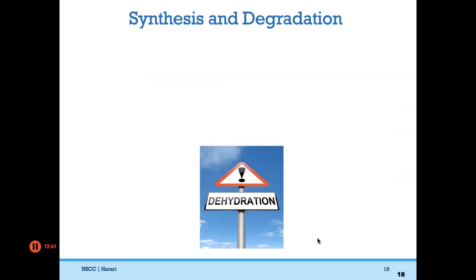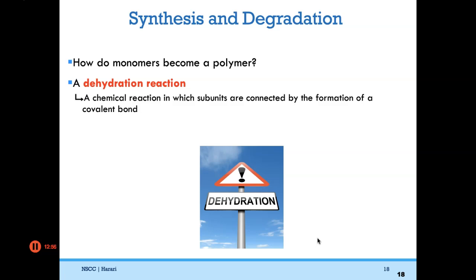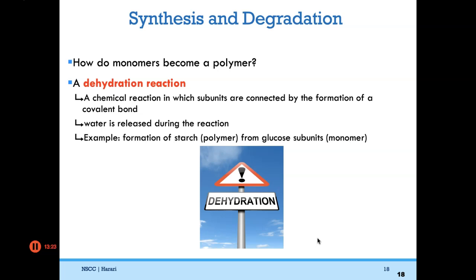So now let's talk about how molecules like this get made. How do monomers become a polymer? A dehydration reaction must occur. So a dehydration reaction is a special chemical reaction in which subunits are connected by the formation of a covalent bond. And it's called a dehydration reaction because water is released during this reaction as a byproduct. So a chemical reaction will occur called a dehydration reaction that can connect two monomers by a covalent bond, and water is released during that bond formation.